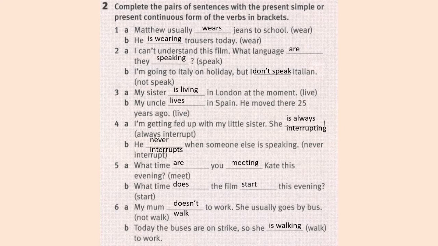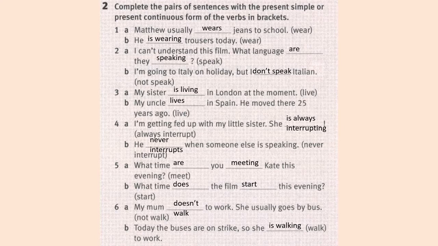I'm going to Italy on holiday, but I don't speak Italian. My sister is living in London at the moment. You can see here at the moment, so right now or about now. My uncle lives in Spain. He moved there 25 years ago. So that is something permanent.